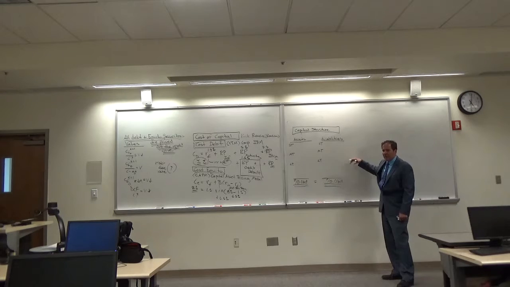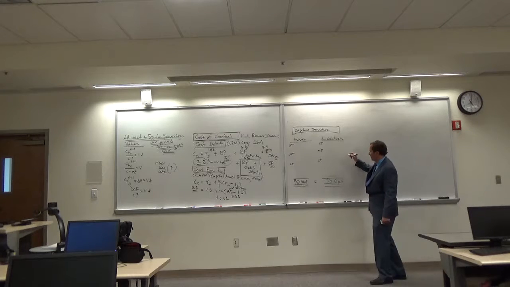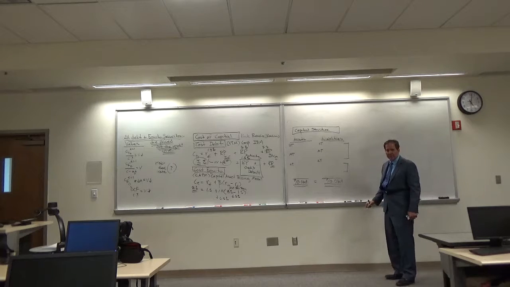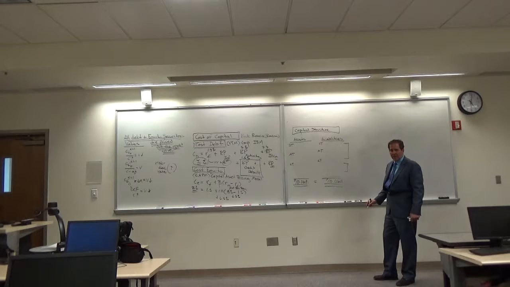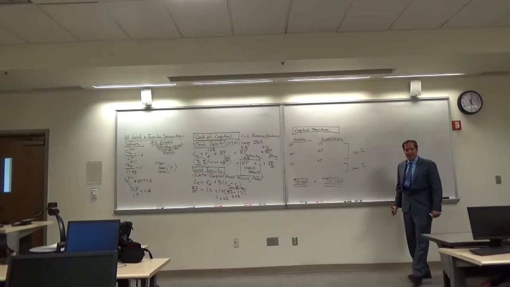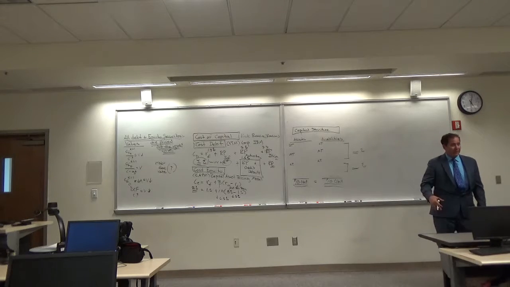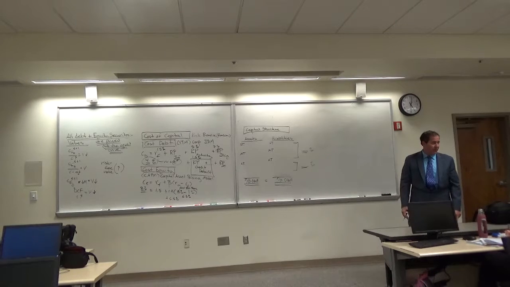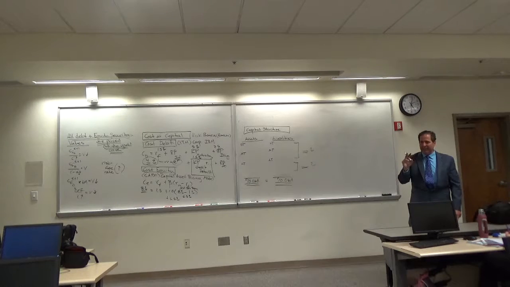Does anybody remember how most firms finance their assets? What proportion is going to be debt and what proportion is going to be equity on a percentage basis? How are most firms financing their assets? Do we know what the percentages are? I mean, do you think IBM has financed 70% equity and 30% debt? Or is it 70% debt, 30% equity? What do you think is most likely?